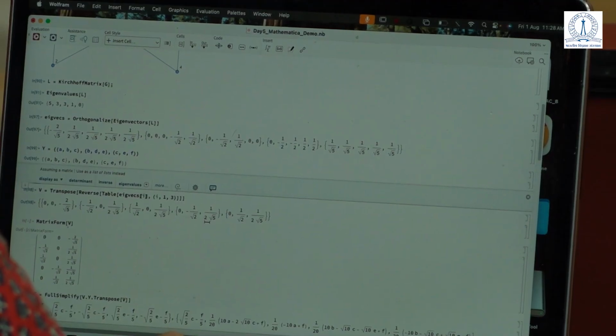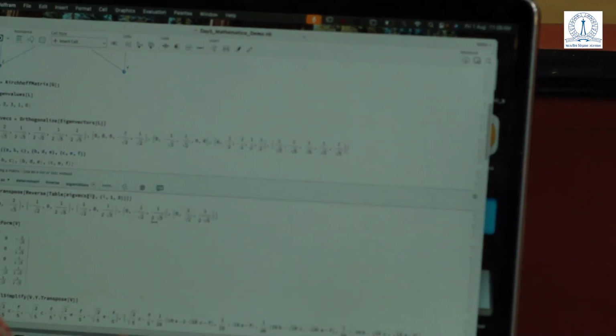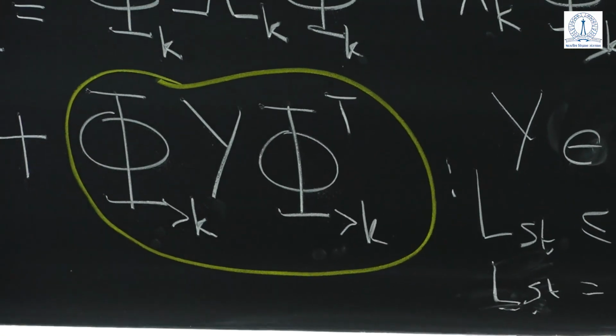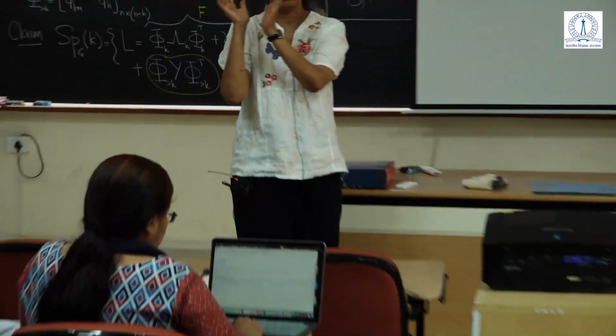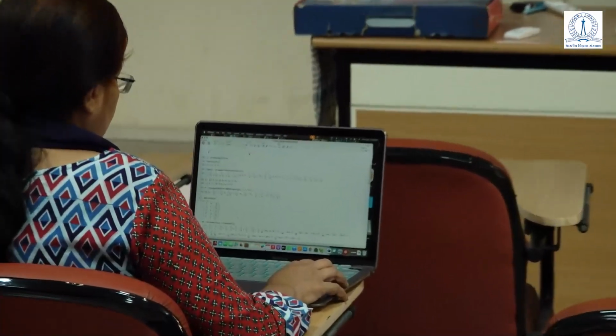Okay, so then what are we computing, right? So the next thing I'm computing is this V times Y times V transpose. You see that? Do you have a question?